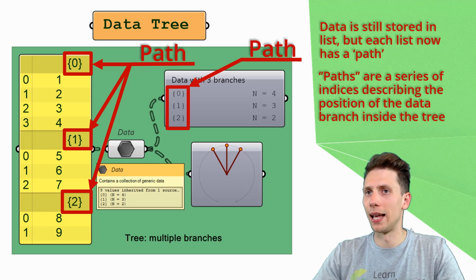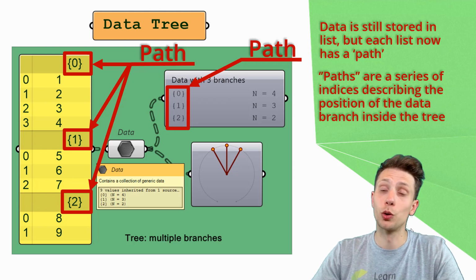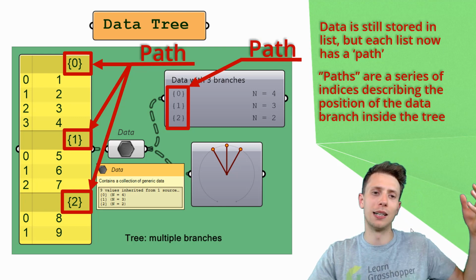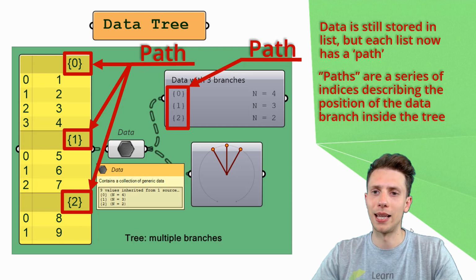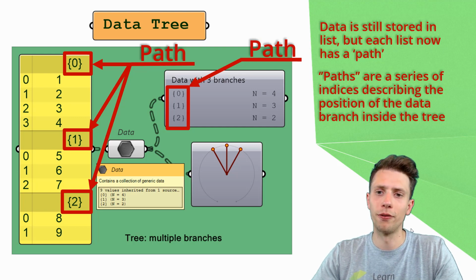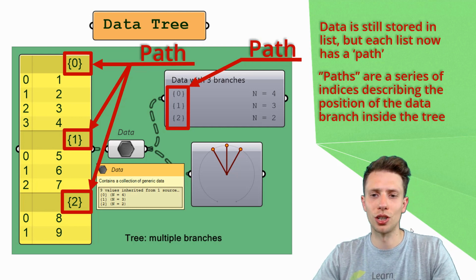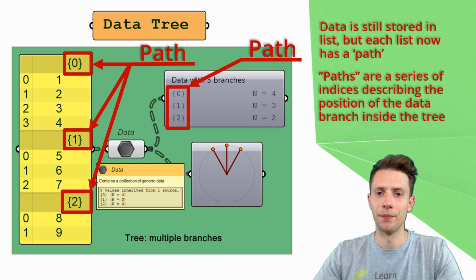And there is a number, always supposed to start from 0 and increase in values when we go increasing our data tree. So the path is a series of indices describing the position of a data branch inside the tree.